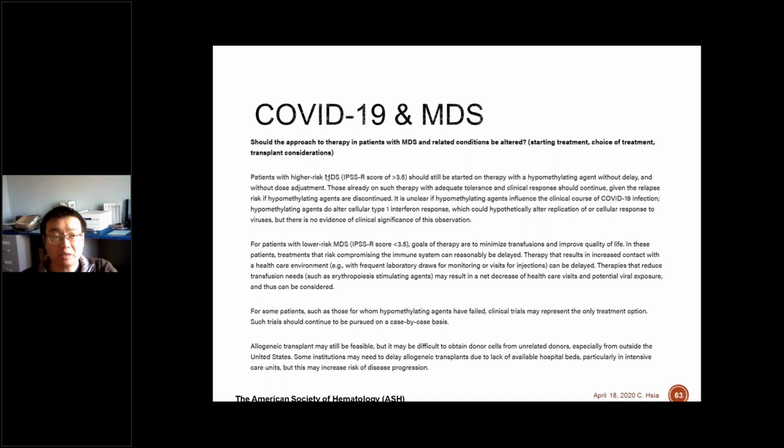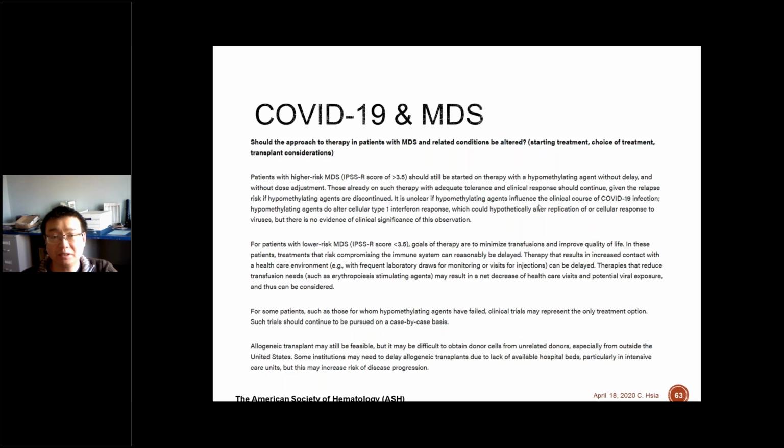If you're a patient with higher risk MDS, and again, there's different scoring systems to determine if you have higher risk MDS, they should still be starting on therapy with these hypomethylating agents. Again, azacitidine or Vidaza, we mentioned, is a type of hypomethylating agent without delay and without dose adjustment. Those already on such therapy with adequate tolerance and clinical response should continue given the relapse risk if hypomethylating agents are discontinued. So if you're on treatment, if you're high risk MDS and you're already on treatment, you should continue.